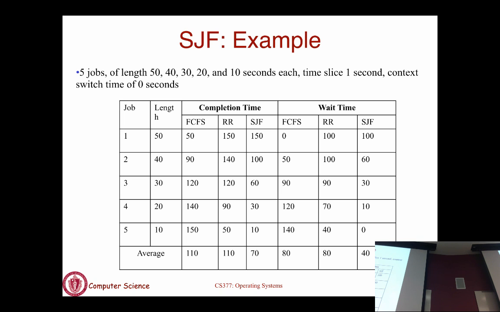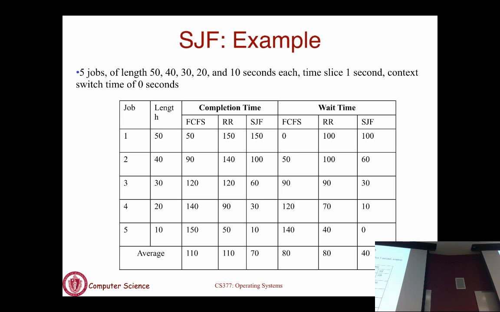Job 2 starts at time t equal to 10 seconds as soon as this finishes. So it waited 10 seconds. Job 3 starts at 30 seconds. It waited 30 seconds in the system and so on. If you take a mean of those, you'll get 40. So now you see that the wait time is actually half of the other two policies.